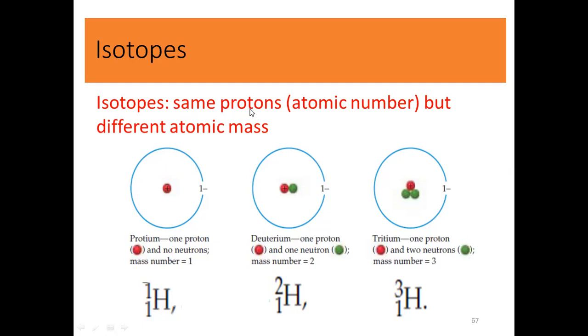Whenever there are the same protons, there must always be a different mass number or a different number of neutrons. So if one is the same, the rest will be different. There are only three subatomic particles we are discussing: the number of protons, neutrons, and electrons. So this is all about what isotopes are.